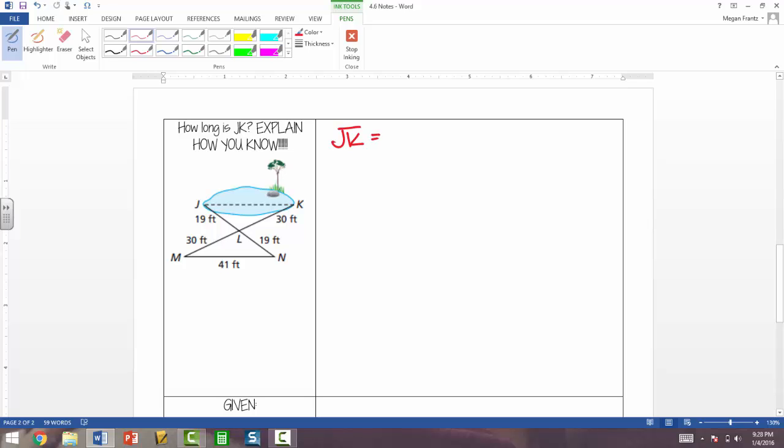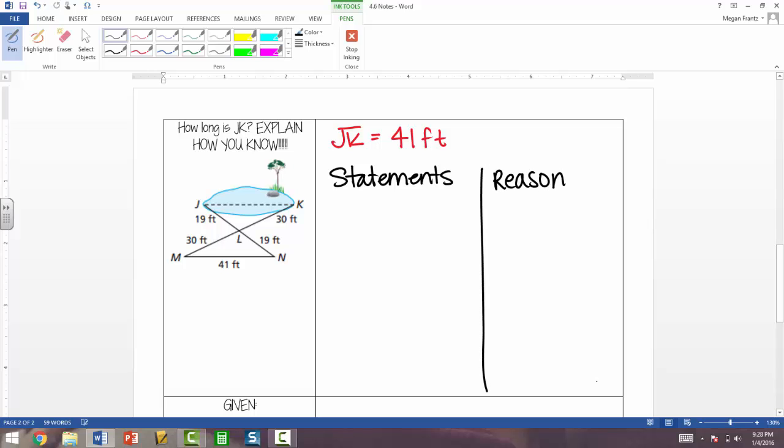If you look at all these things, you have 2 30s, you have 2 19s, and only 1 41. So logic says that that also has to be 41 feet. But, of course, we need to prove it with geometry. So, let's make the statements and reasons column. This isn't necessary, but sometimes it's the easiest to organize our thoughts. So let's write down some of the information they tell us.